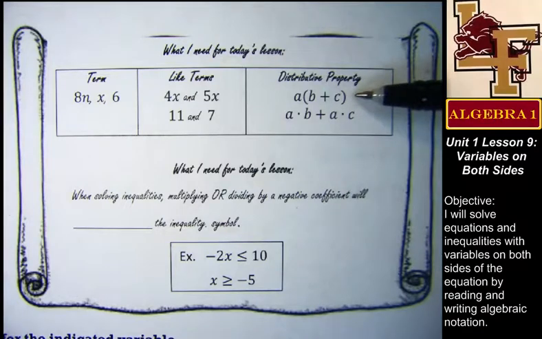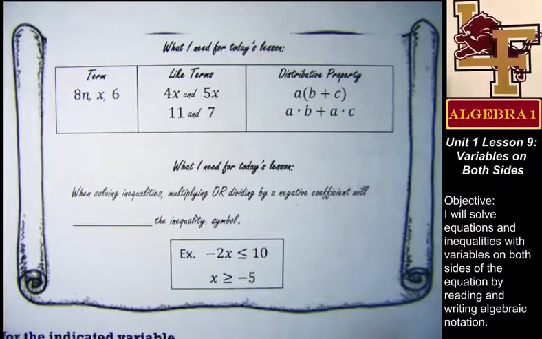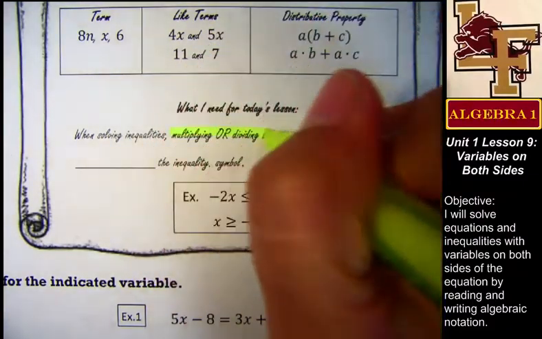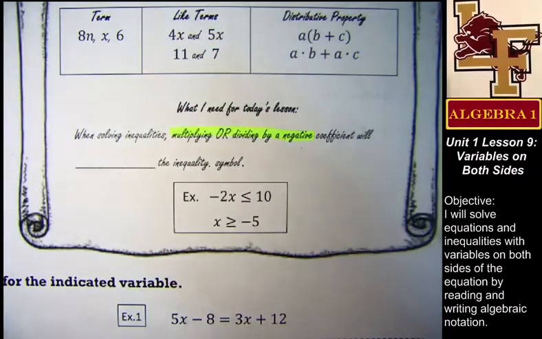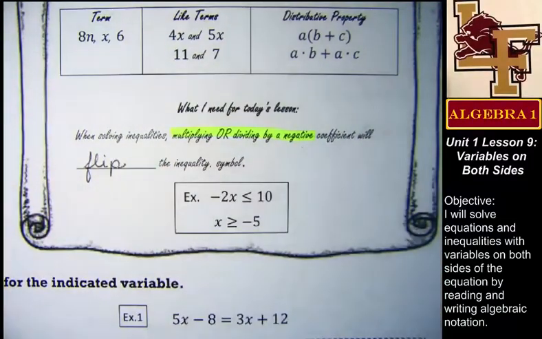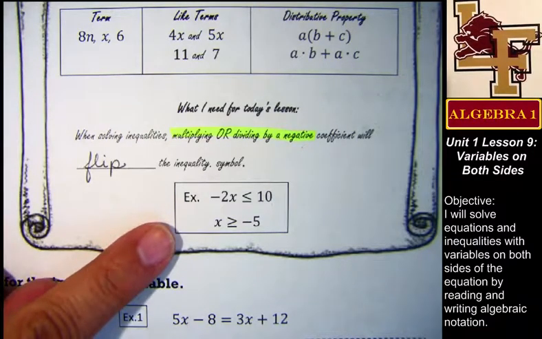It's going to look like this: it has parentheses, there's addition or subtraction inside the parentheses, and we're multiplying by some number outside. And we're going to give that number outside to each thing inside the parentheses by multiplying it to everything in the parentheses. All right? You also need to remember that when you're solving inequalities, multiplying or dividing by a negative will make the inequality sign flip, as in this example. Okay?